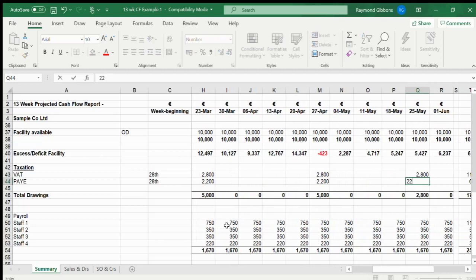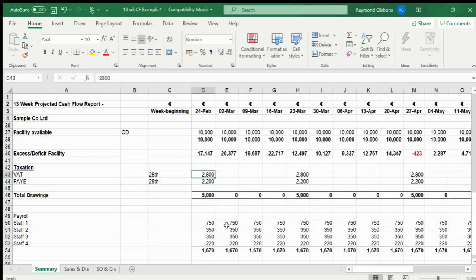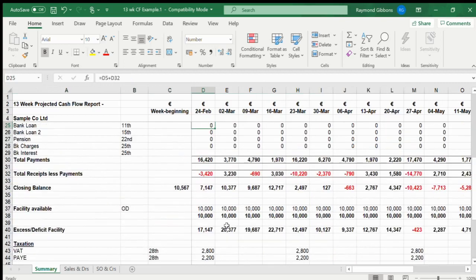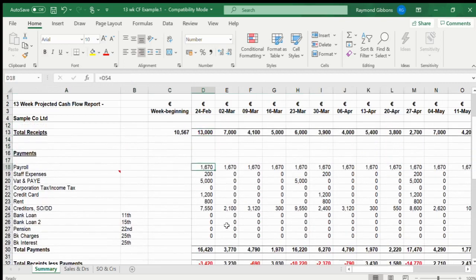Now, when we go up into the main body of the cash flow, we're going to see that this €5,000 per month to revenue and the wages of €1,670 a week are now in the main body of the cash flow. And there they are.